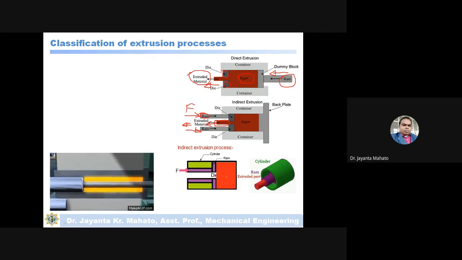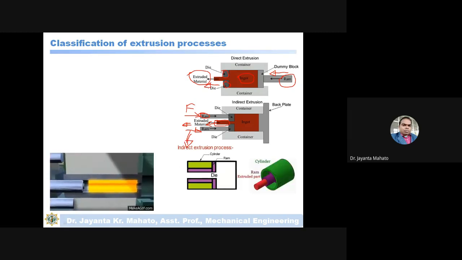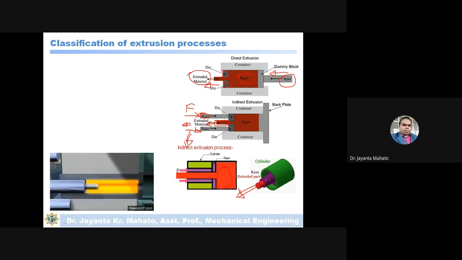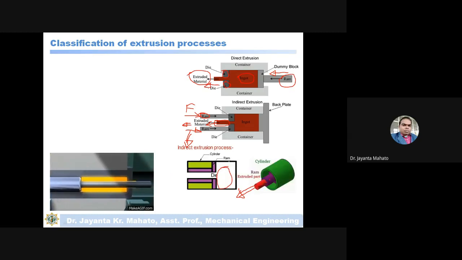Just see this. This is the animated view of this figure. If you are applying a force here, see this arrow sign applying a force, and this is the billet material or ingot, whatever you call it. By applying this force, the material will come out like this, in this direction. The blue color is the ram, so you are applying the ram, and the red color is the extruded part.